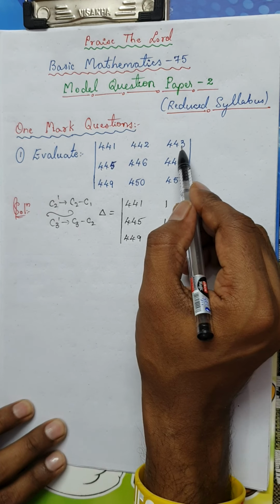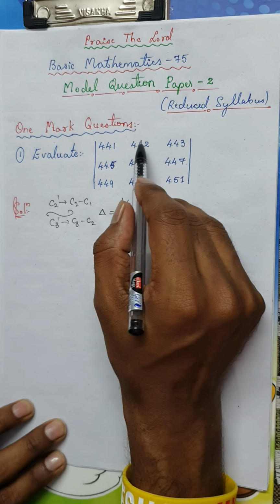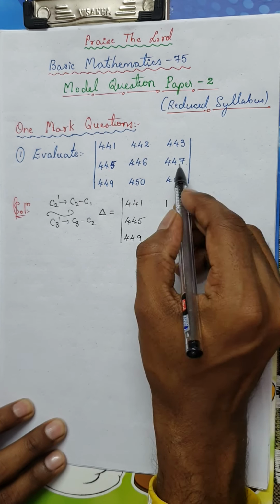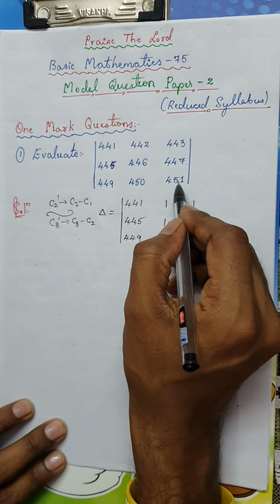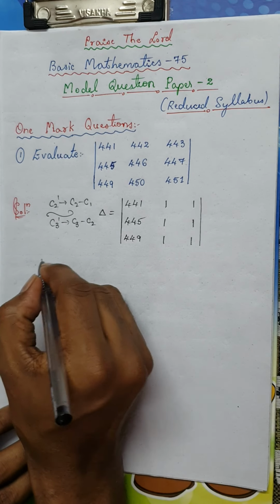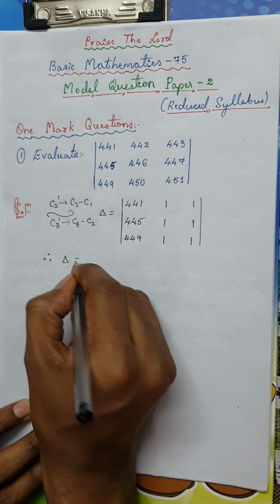Now similarly, in the same way, take C3 minus C2. 43 minus 42 is 1. 47 minus 46 is 1. 51 minus 50 is 1. Now you can see here, therefore, the determinant value is 0.